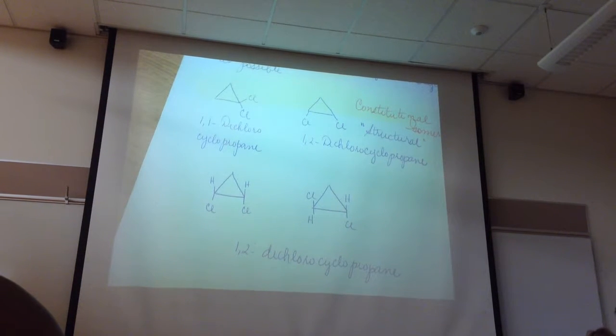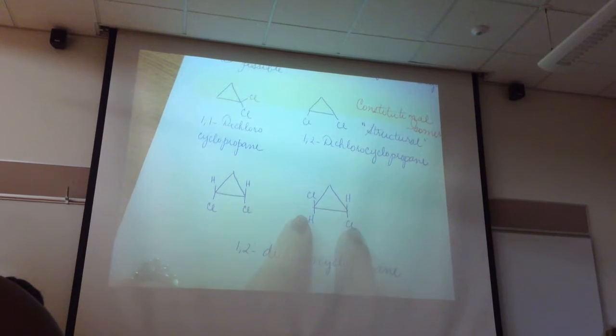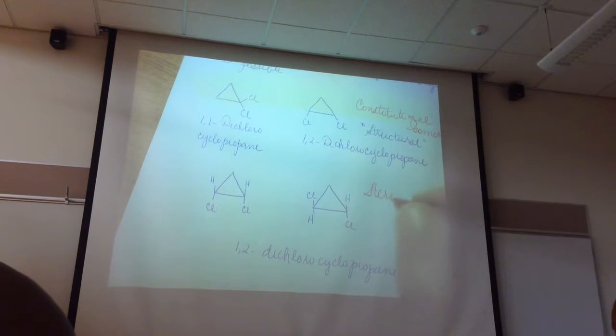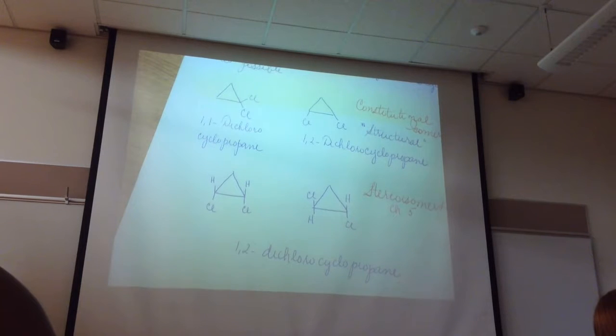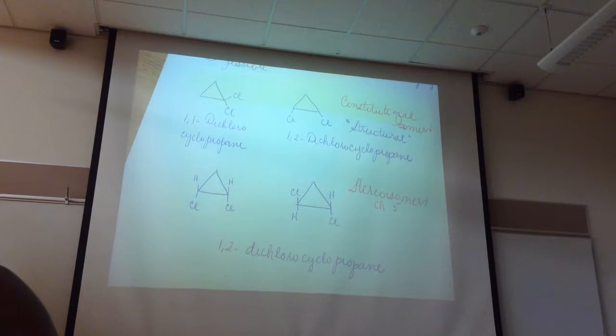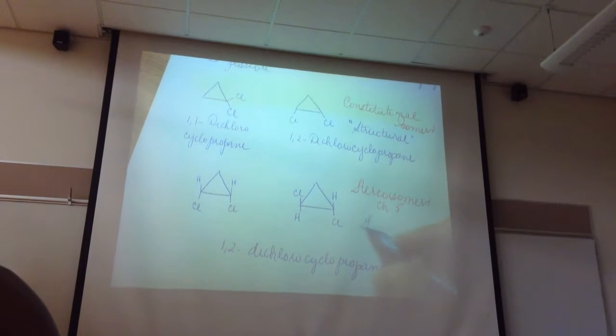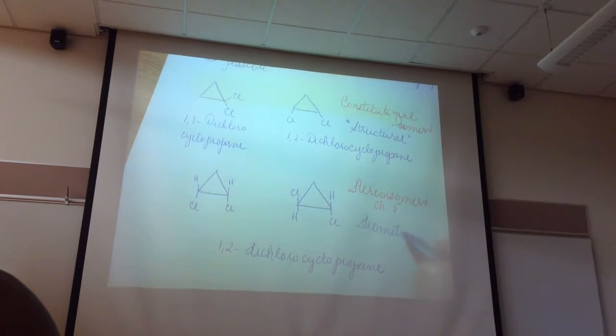Constitutional isomers have different connectivity, 1,1 versus 1,2. When you have the same connectivity, 1,2 and 1,2, but the orientation is different, then that in 3D is called a stereoisomer. Stereoisomers are chapter 5. In your chapters 2 and 3, these are called geometric isomers. So you have to know both names.